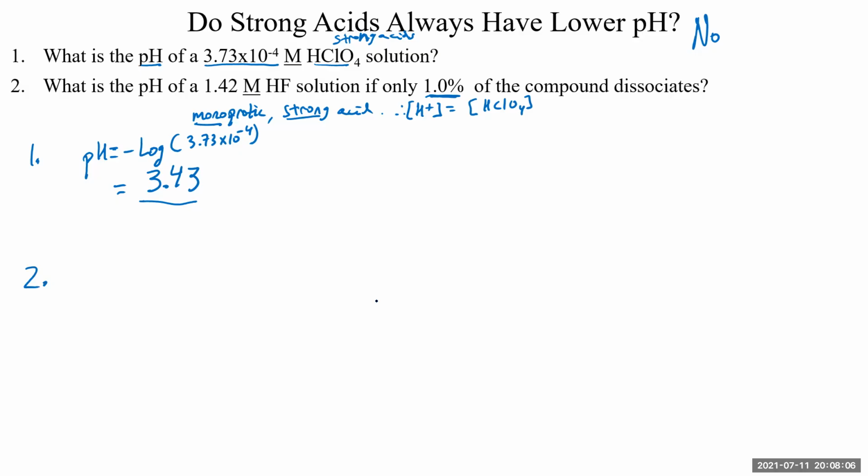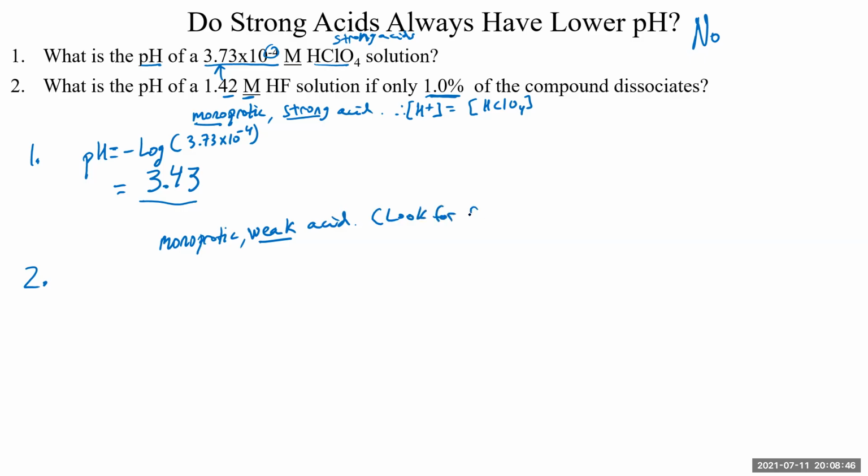Answer to number 2, for the 1.42, notice how much bigger I made the solution concentration here. This was 10 to the minus 4. This is like 5 orders of magnitude almost greater. So of course I stacked the deck in the favor of HF just to make my point that weak acids don't necessarily mean higher pH or less acidic. So I'm going to do the same thing. Again, this is a monoprotic acid, but this is a monoprotic weak acid.